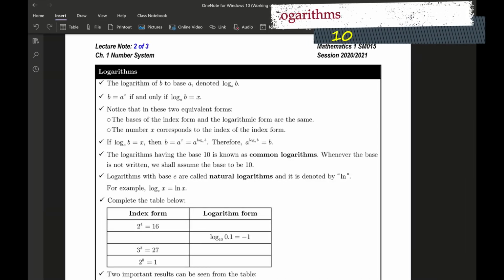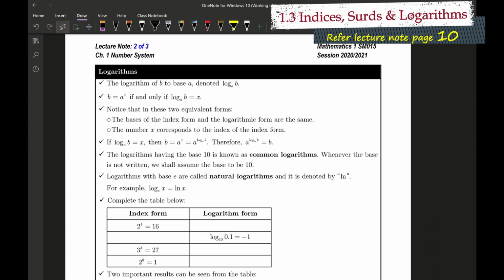Hello and Assalamualaikum. We are still under subtopic 1.3 involving search indices and logarithms. So for today we are going through log. Okay. So the most important thing that we must know is that we have here natural logarithms.